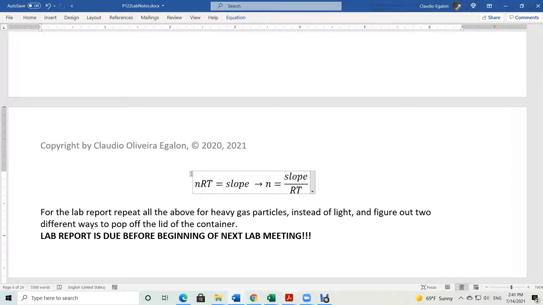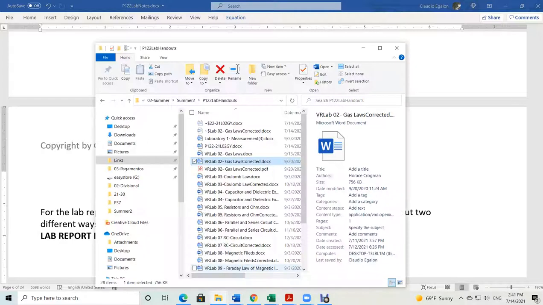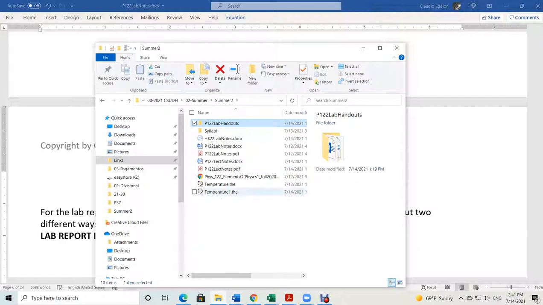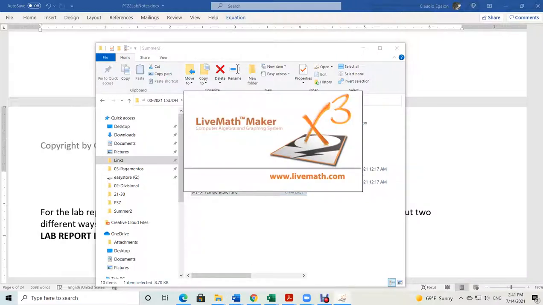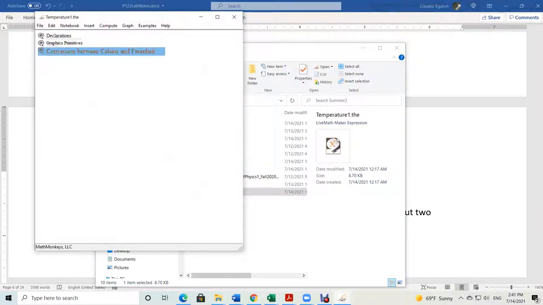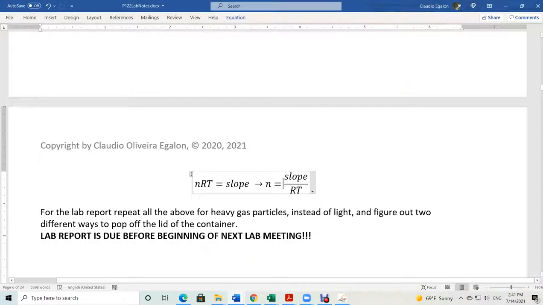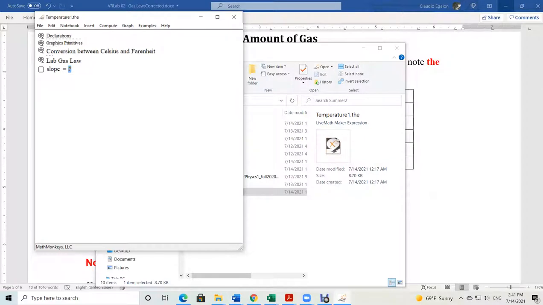Okay, so here you go. If I go to my software, this one, right in here. Here you go. Lab gas law. Okay, slope equal to what? NRT. N, R, T. And we want to know what's the value of n.